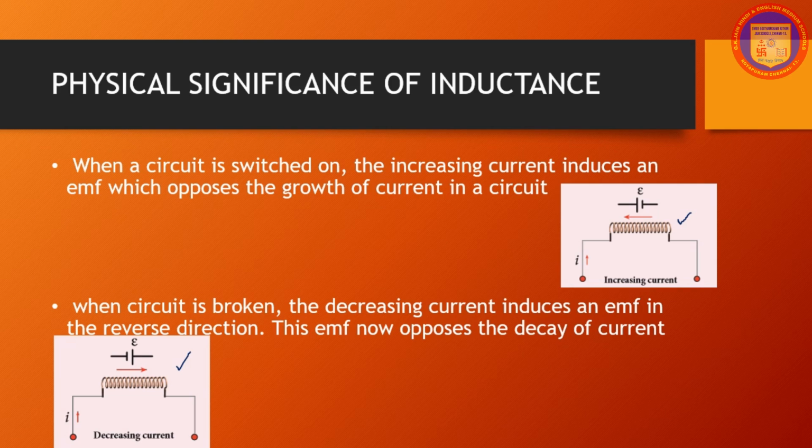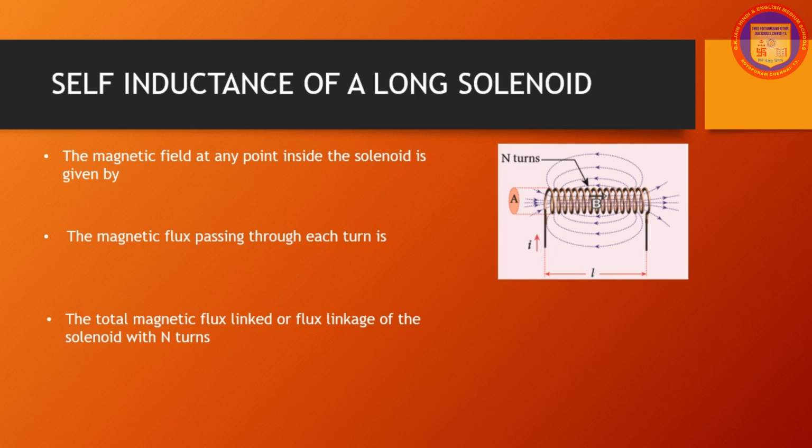The next topic is self-inductance of a long solenoid. Consider a long solenoid of length L and cross-sectional area A. Let n be the number of turns per unit length. When an electric current I is passed through the solenoid, a magnetic field is produced which is almost uniform and is directed along the axis of the solenoid.